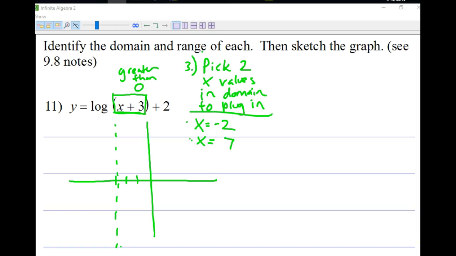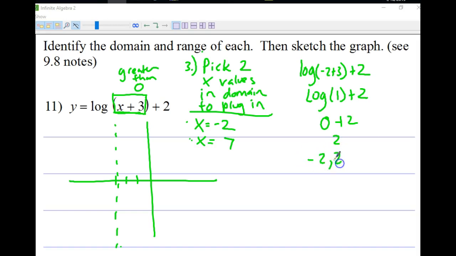So here we go. I'm going to plug in negative 2 first. Negative 2 plus 3 is 1. Get out your calculators and just type log 1, see what you get. You should get 0. And so I get 2. So when I plugged in negative 2, I got 2. So there's 1 point. Now I'm going to plug in 7 and get another point.